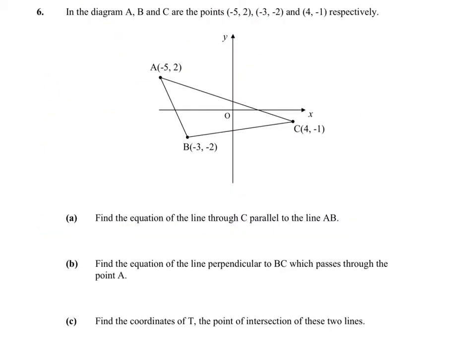Part C on this question asks us to find the coordinates of T, the point of intersection of the two lines. So the first thing we're going to do is write the two equations of the lines down. That's what we worked out in parts A and B. So the equation of the first line we worked out is y plus 2x minus 7 equals 0.